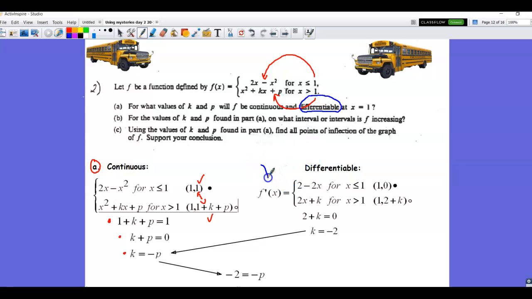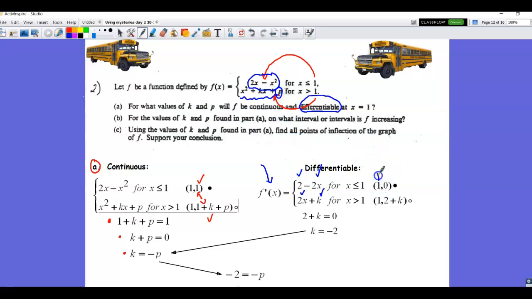When you take the derivative of a piecewise function, you take it in pieces, meaning you take the derivative of this first piece using the simple power rule, so you get 2 minus 2x. You take the derivative of the second piece. The derivative of x squared is 2x. Now remember what I said about k. It's a number, it's a coefficient. The derivative of kx is k, and the derivative of p, which is a constant, is 0.